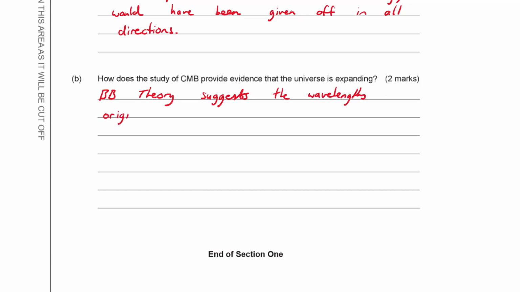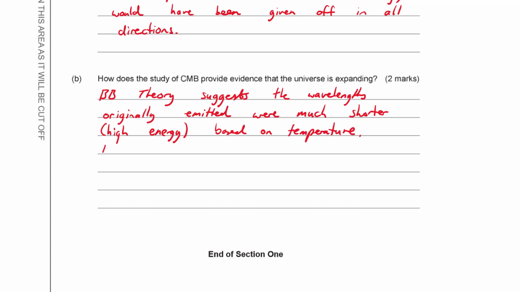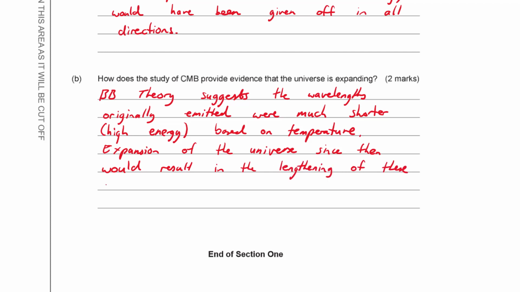So we need to be very careful here and talk about, okay, well, we mentioned in the above bit that we're giving off this very high energy, low wavelength radiation. And if the universe was expanding, then those light waves would actually expand out. So what we would see is lower frequency radiation, which is what we observe. So my answer is to say the Big Bang Theory suggests the wavelengths originally emitted were much shorter based on the temperature, and expansion of the universe since then would result in the lengthening of these waves, resulting in the longer wavelengths we observe today.